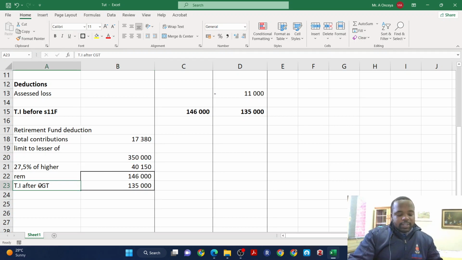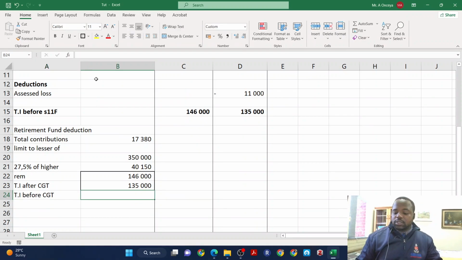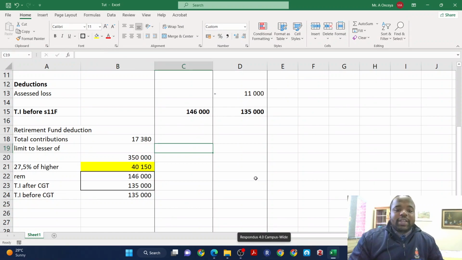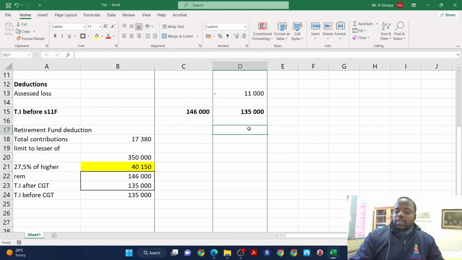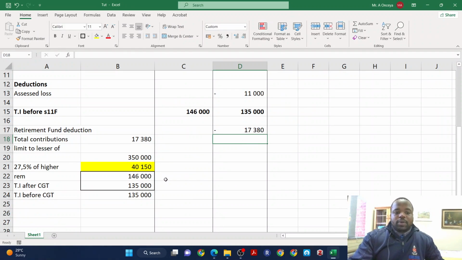Okay, and then the last one is the taxable income before CGT, and the taxable income before CGT is the same as taxable income after CGT. So essentially, the lesser of the three is the 40,150 rands, but our contributions are only 17,380 rands. What that means is you can deduct the full amount because it is less than the limit. That's 11F, guys. Hopefully it's straightforward.